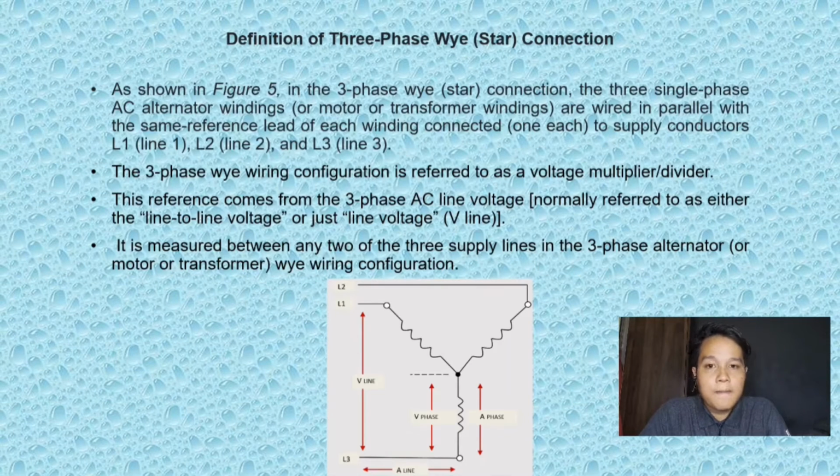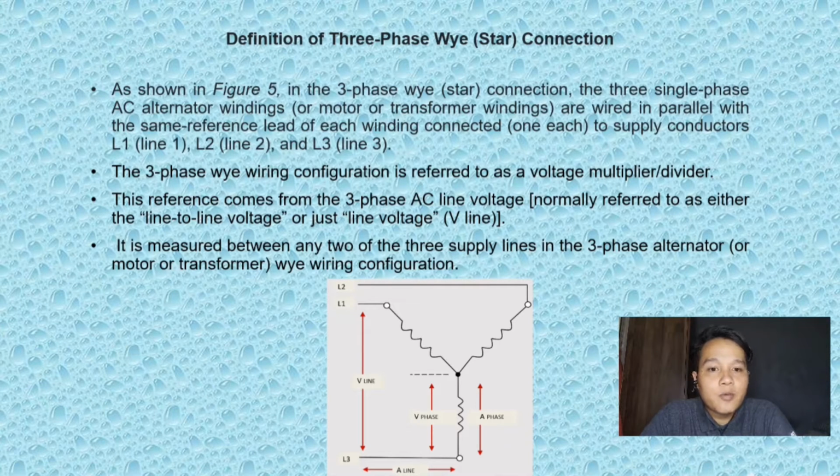So firstly, I will give the definition of three-phase WYE star connection. As shown in figure 5, in the three-phase WYE star connection, the three single-phase alternator windings or motor or transformer windings are wired in parallel with the same reference lead of each winding connected. One is to supply conductors L1, L2 and L3.